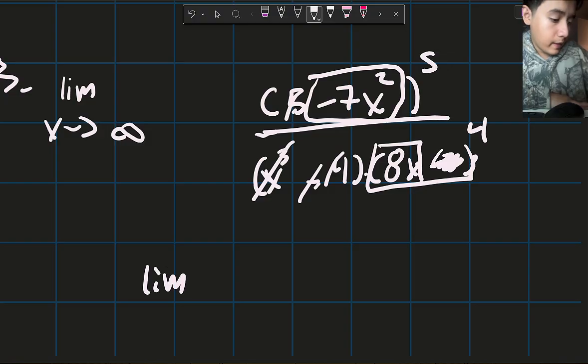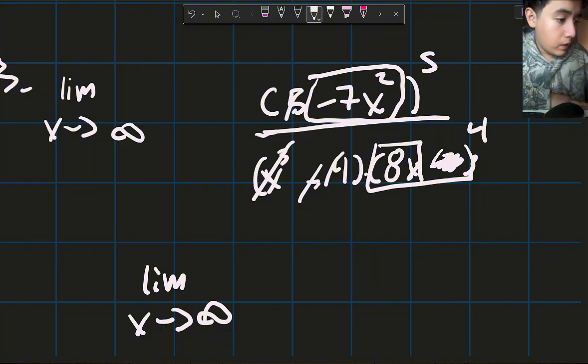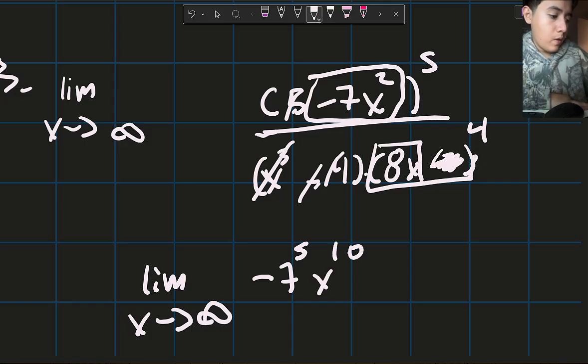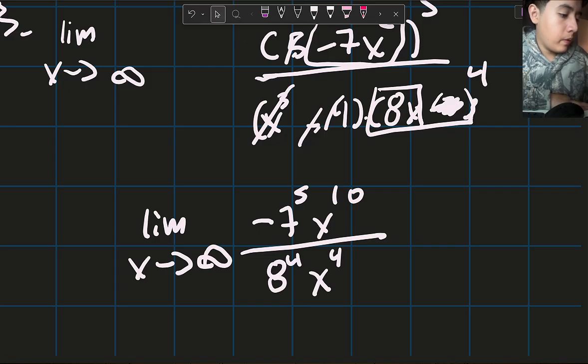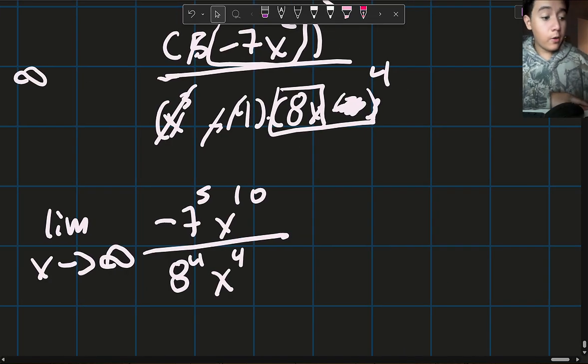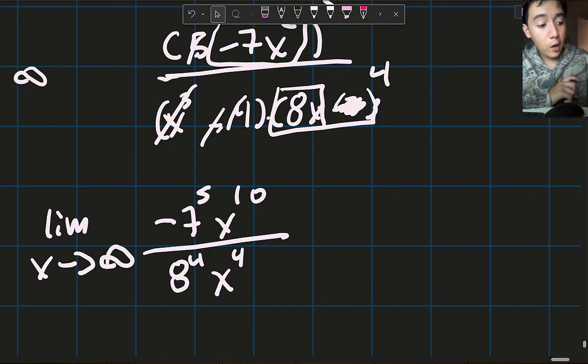So when we get rid of these right here, the limit as x approaches positive infinity will give us -7 to the power of 5 of x to the power of 10 over 8 to the power of 4 of x to the power of 4. Okay, so now since we have our numerator with the highest degree, we know for sure that it's going to be either positive or negative infinity. And to determine that, we will see our coefficients.